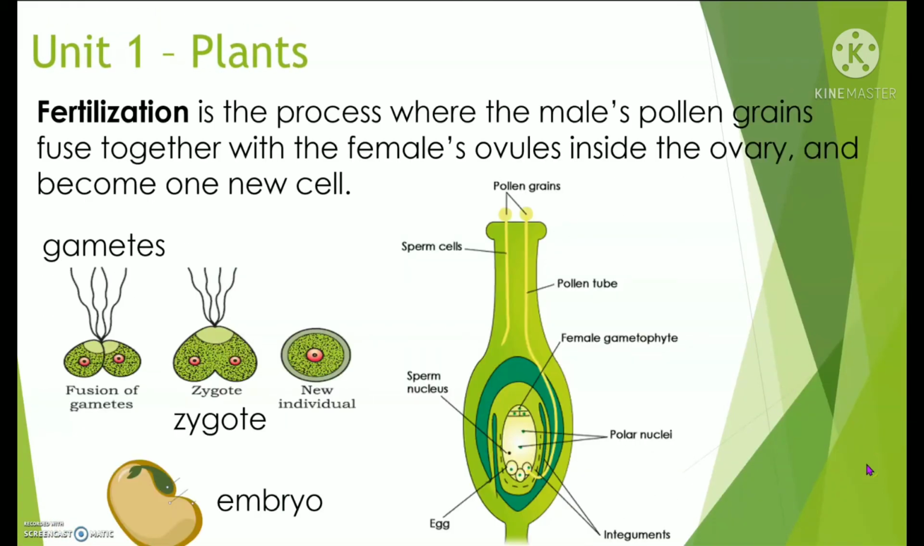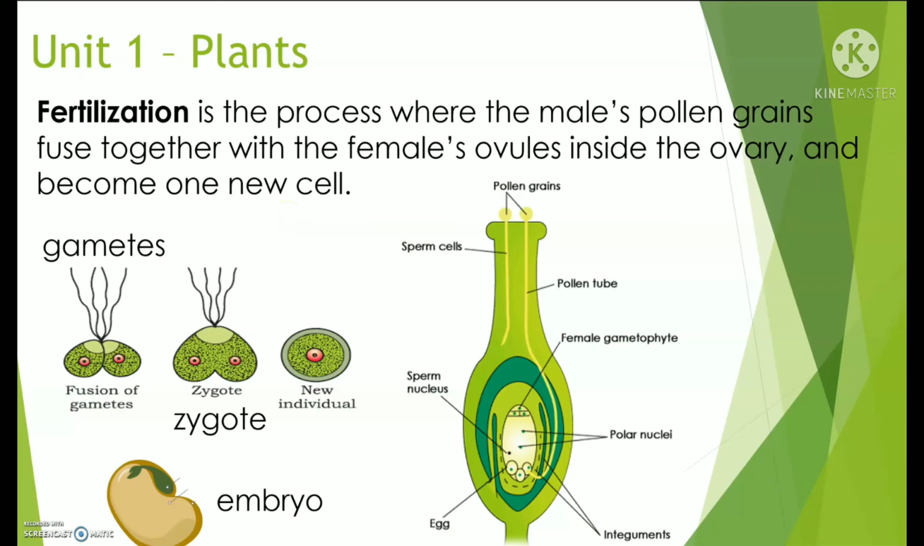So after the successful pollination of a plant, we will now move on to the next process, which is fertilization. Okay, so fertilization is where the male's pollen grains fuse together with the female's ovules inside the ovary. And then it will become one new cell.